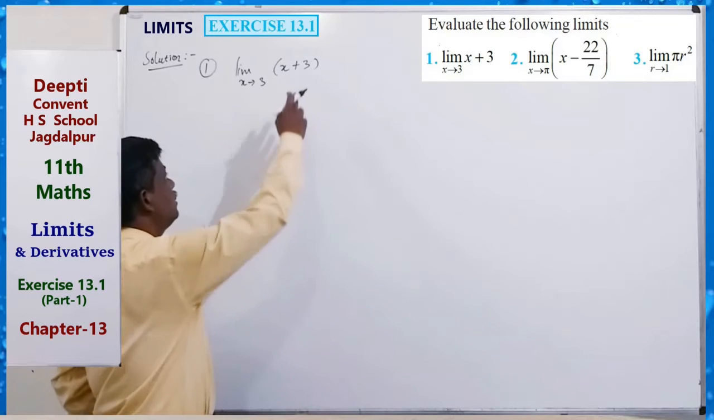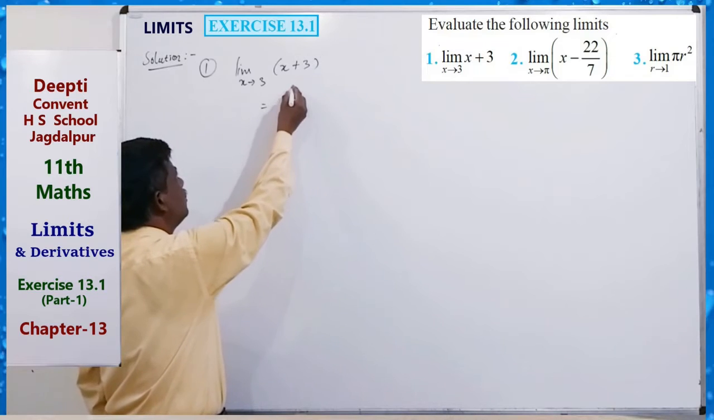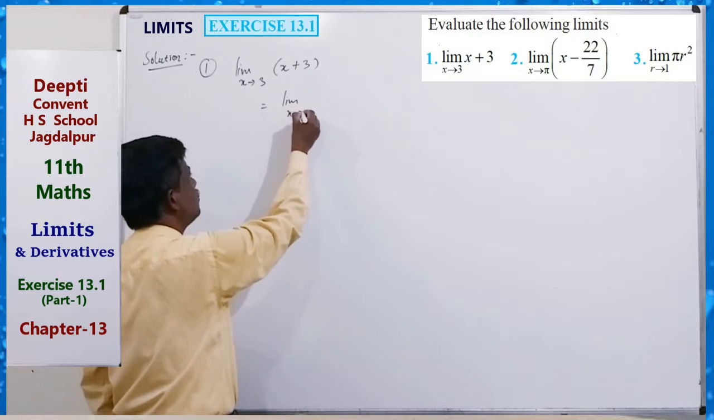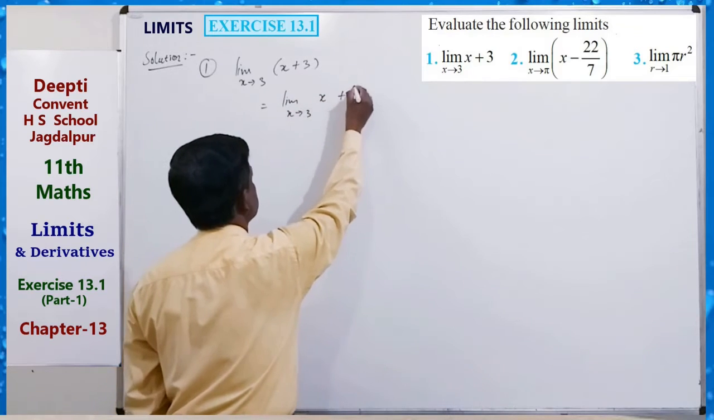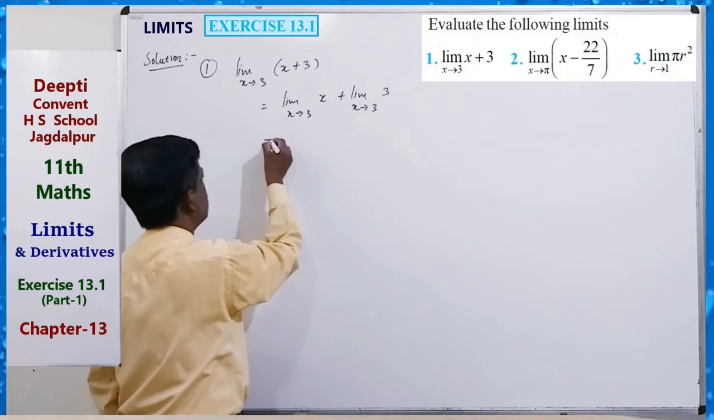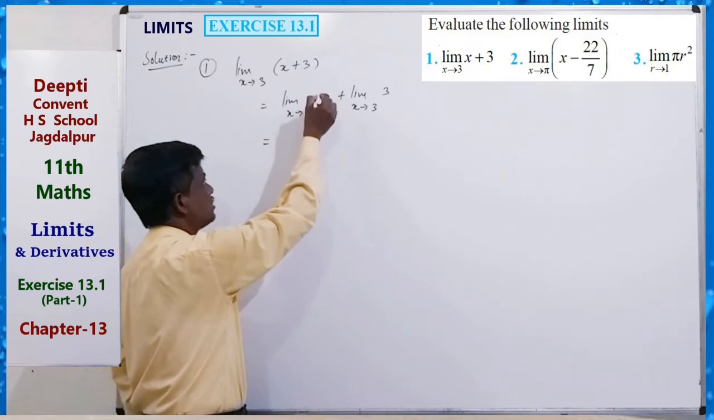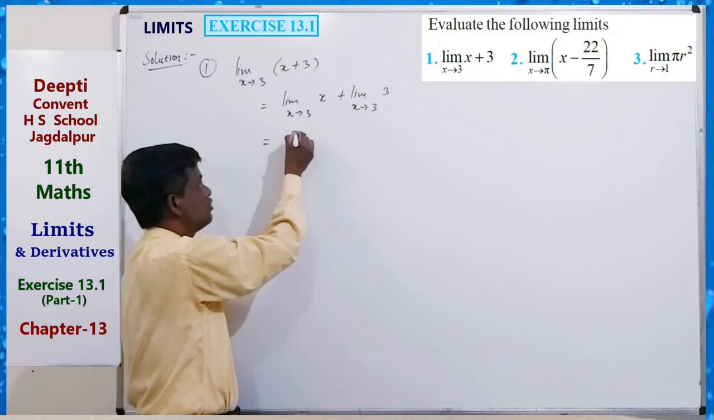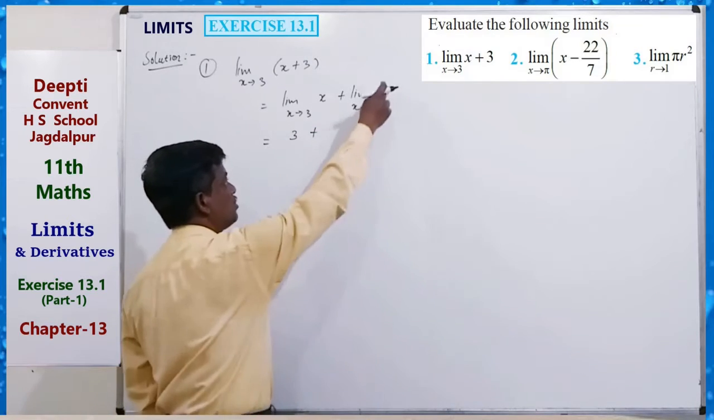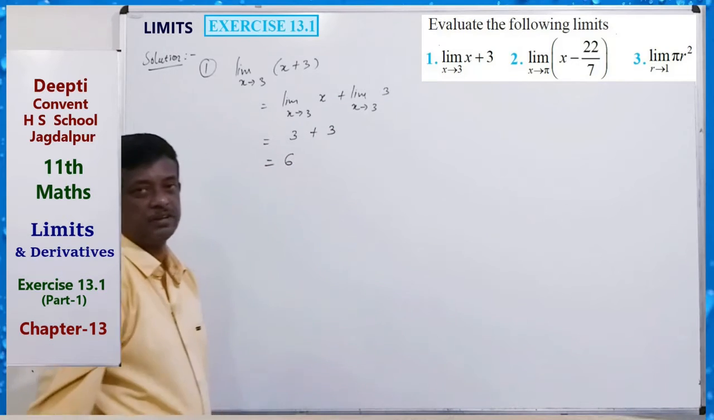Here x is tending to 3, so we can put the value. Limit x tending to 3 of x plus limit x tending to 3 of 3. Here x equals to 3, so we put x equal to 3: 3 plus 3. Nothing involves x in the second term, so it is a constant. So 3 plus 3 equals 6. 6 is the limit.